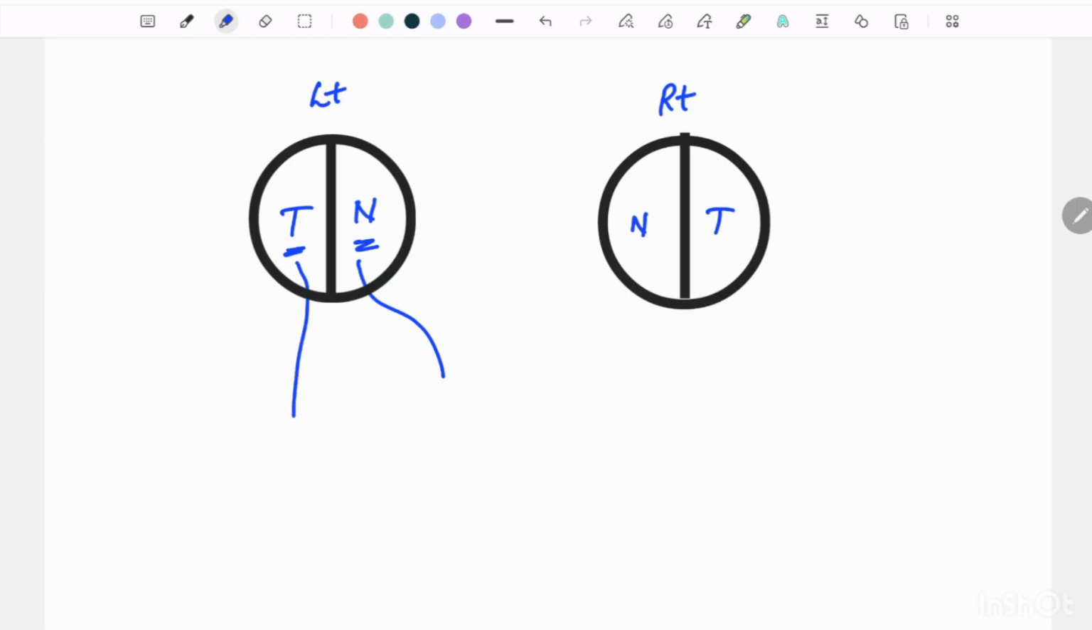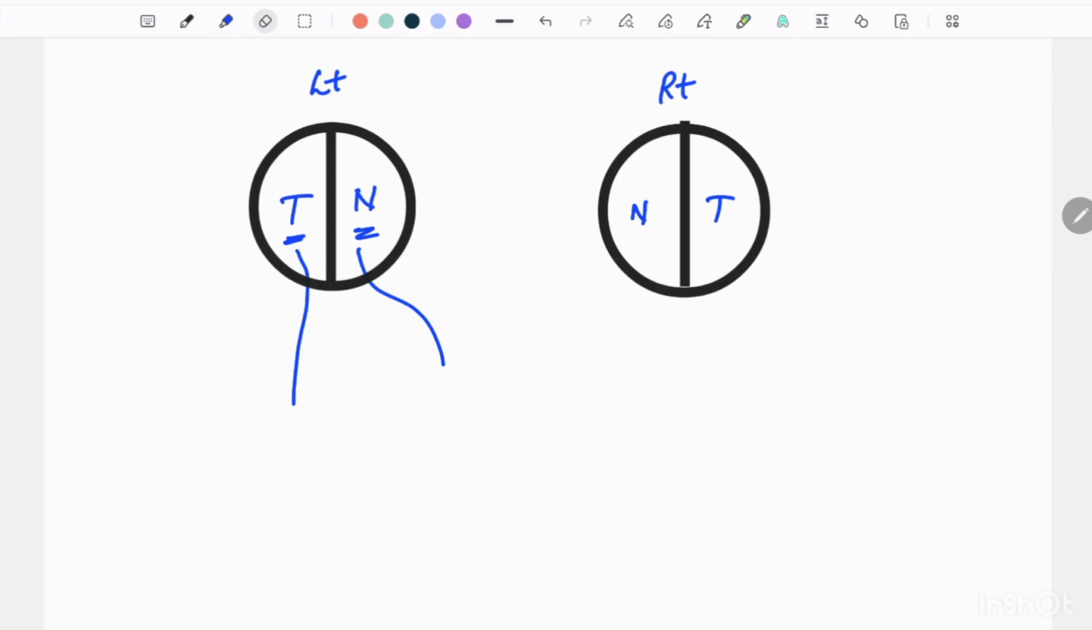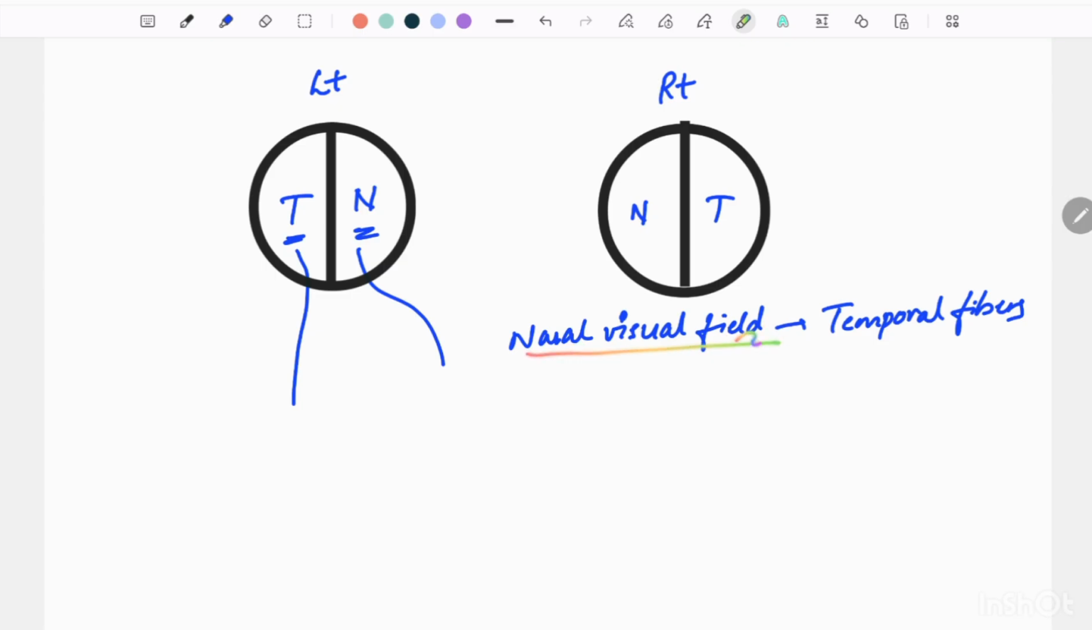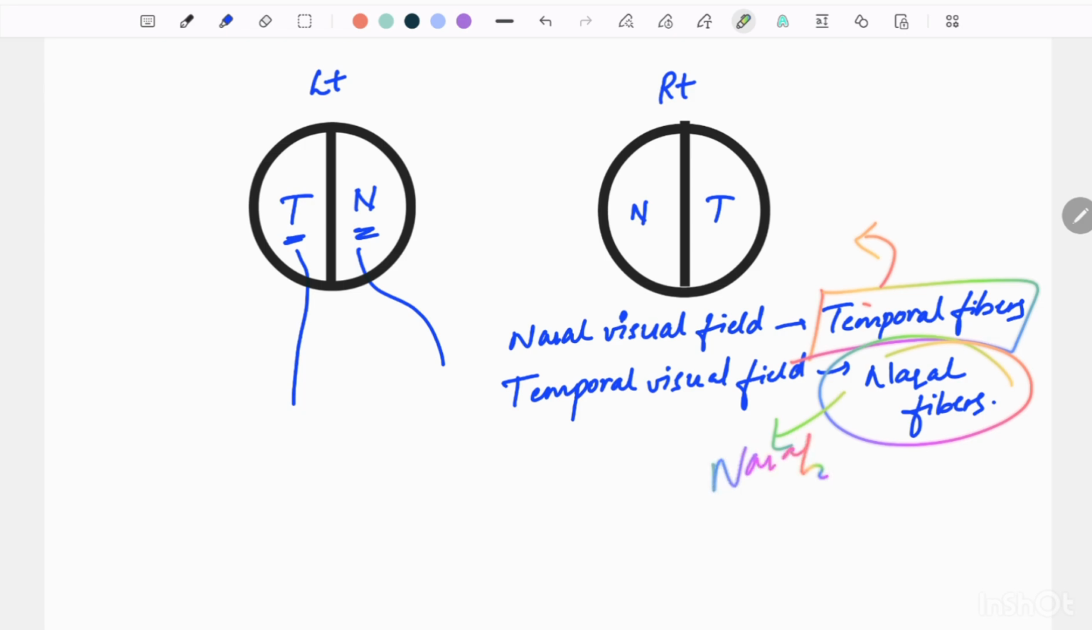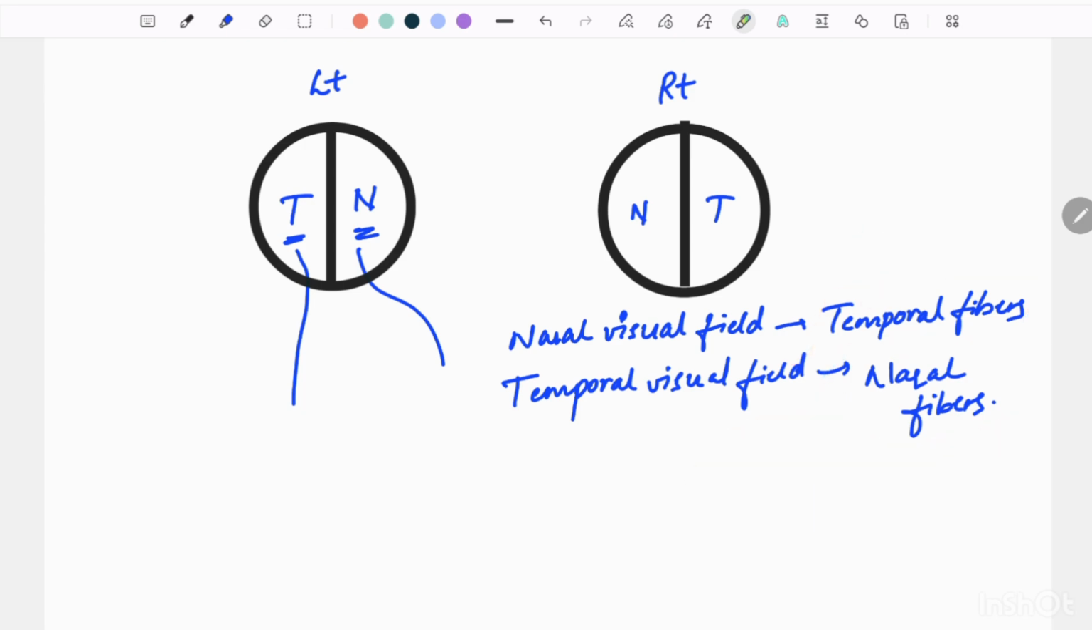One more thing you will have to remember is that the impulses from the nasal visual field will be carried by the temporal fibers. So the nasal visual field impulses are carried by the temporal fibers. Similarly, the temporal visual field impulses will be carried by the nasal fibers. But one thing you should not confuse is that the temporal fibers originate from the temporal side only and the nasal fibers originate from the nasal side only. But they carry the impulses from the opposite fields.